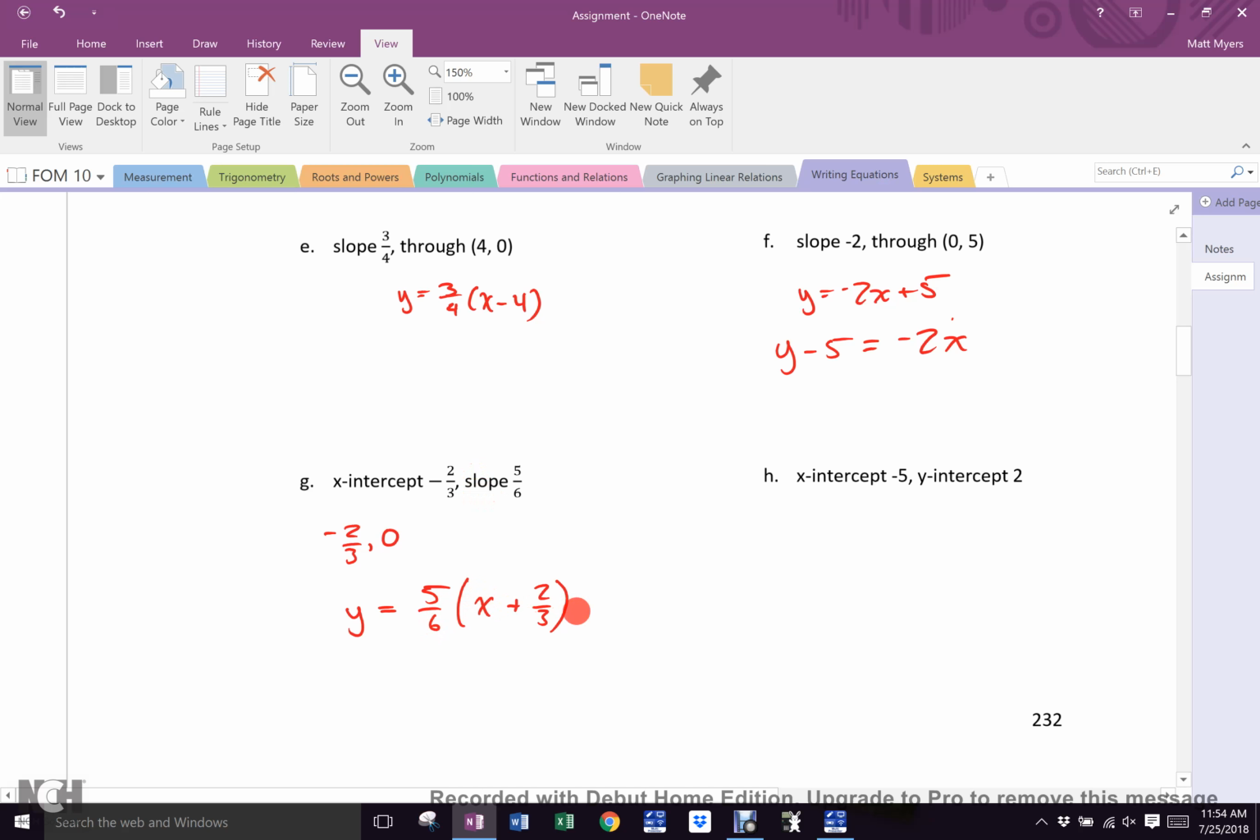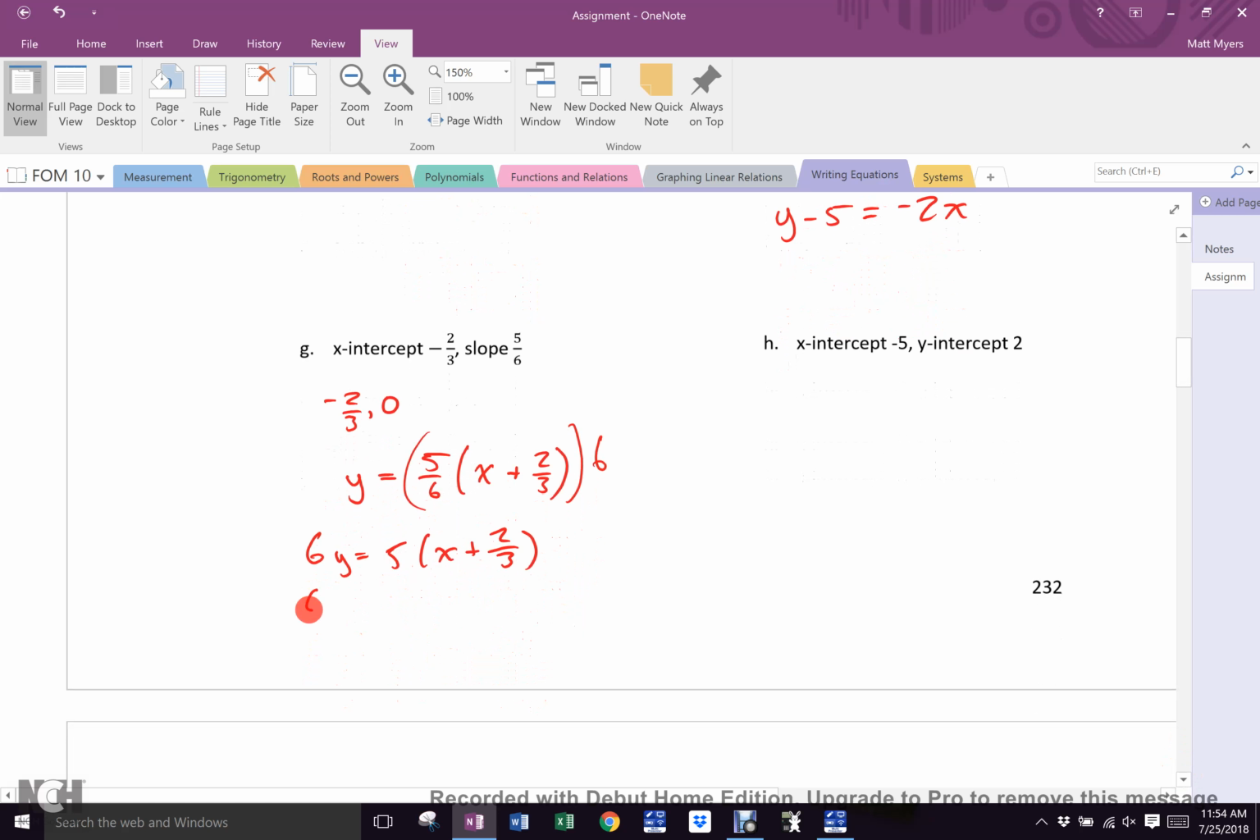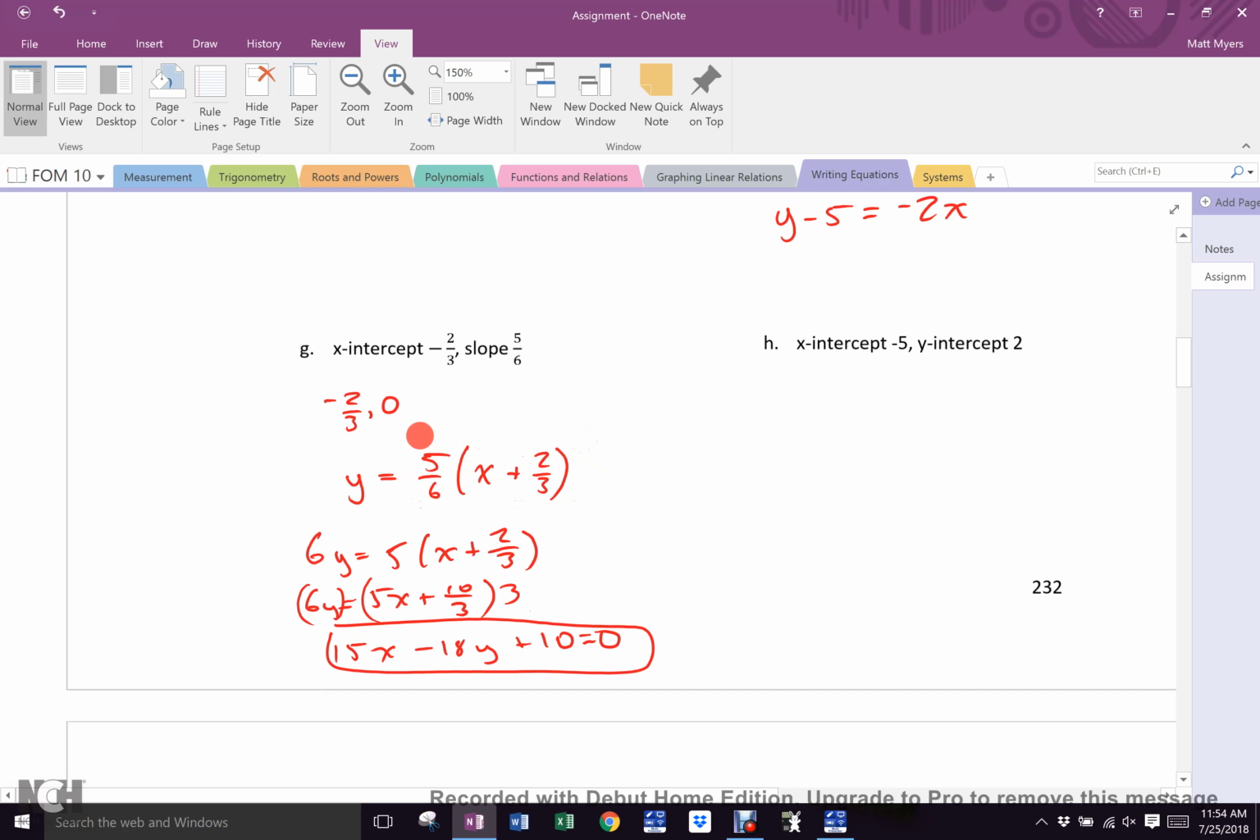But you could very easily have turned that into general form, yes? If you multiplied it all by 6, you would have had 6y equals 5x plus 2/3. Then you would have had 6y equals 5x plus 10/3. Then you would have multiplied everything by 3 to get 15x minus 18y plus 10 equals 0. But you didn't have to. You could have stopped right up there.